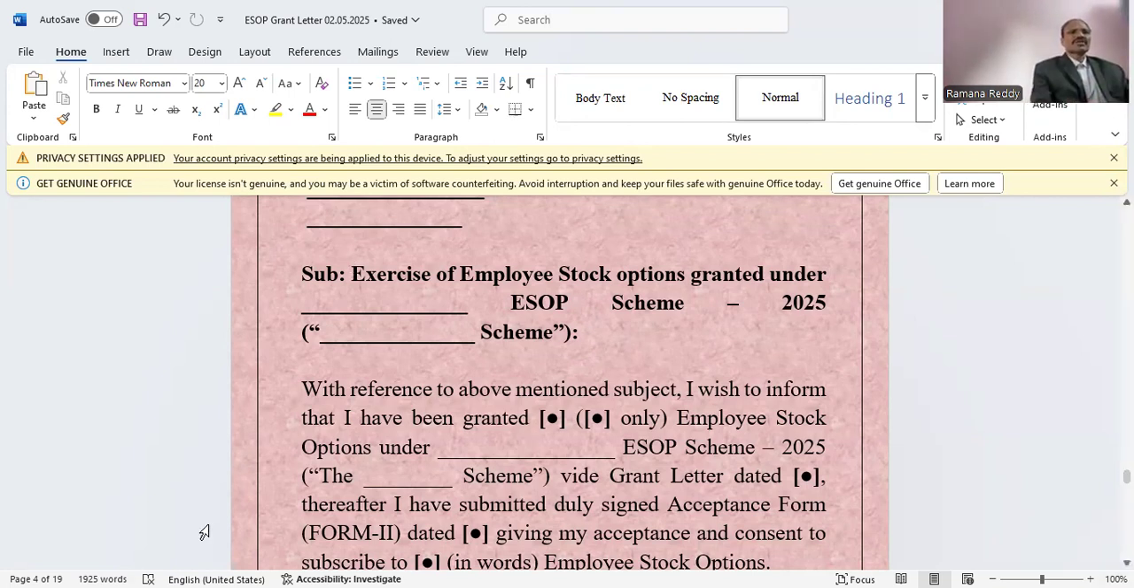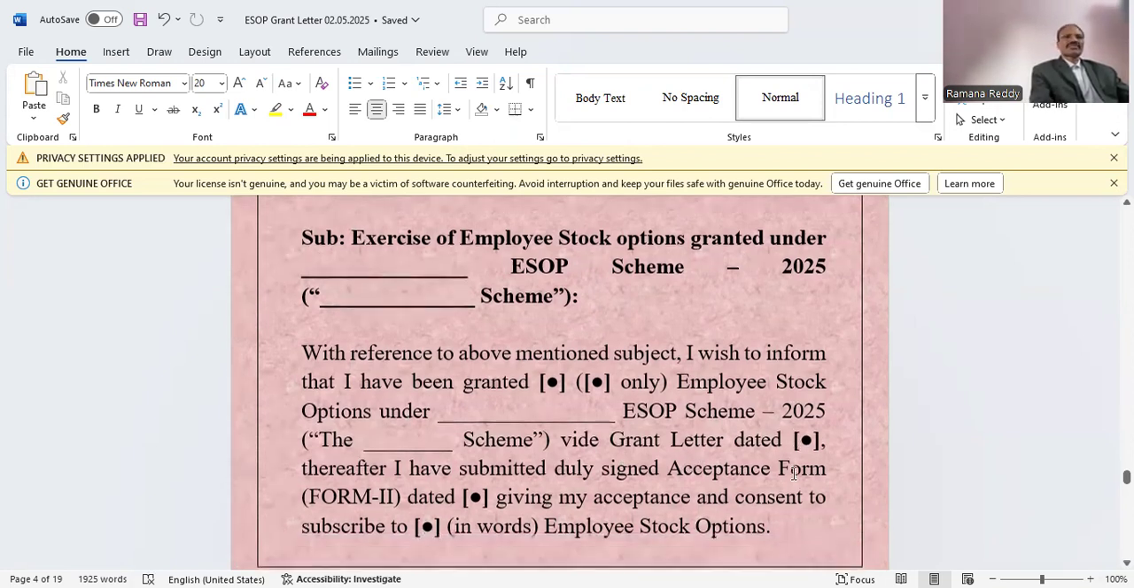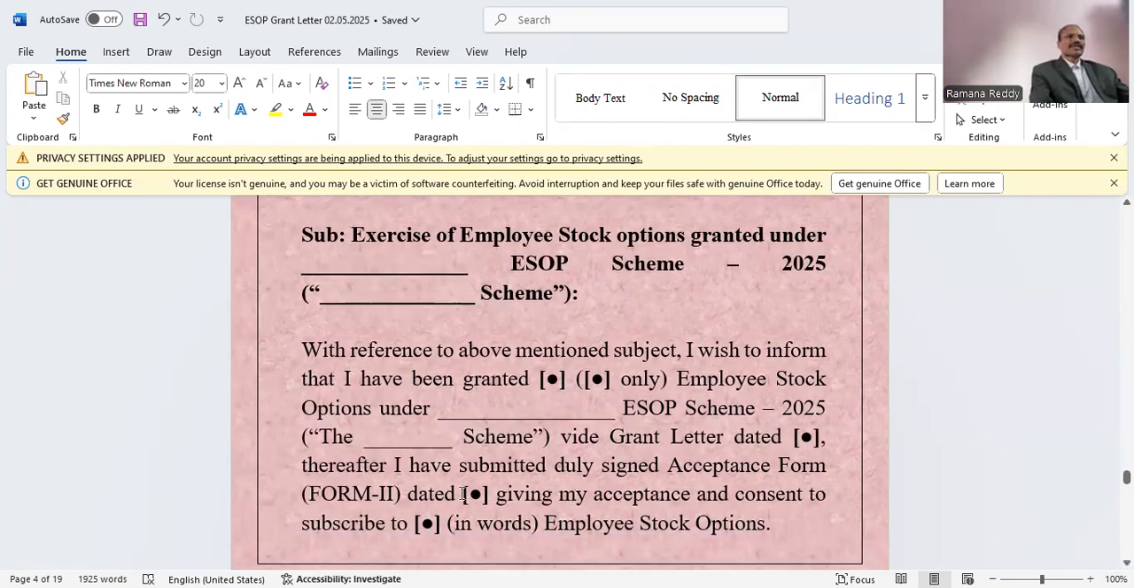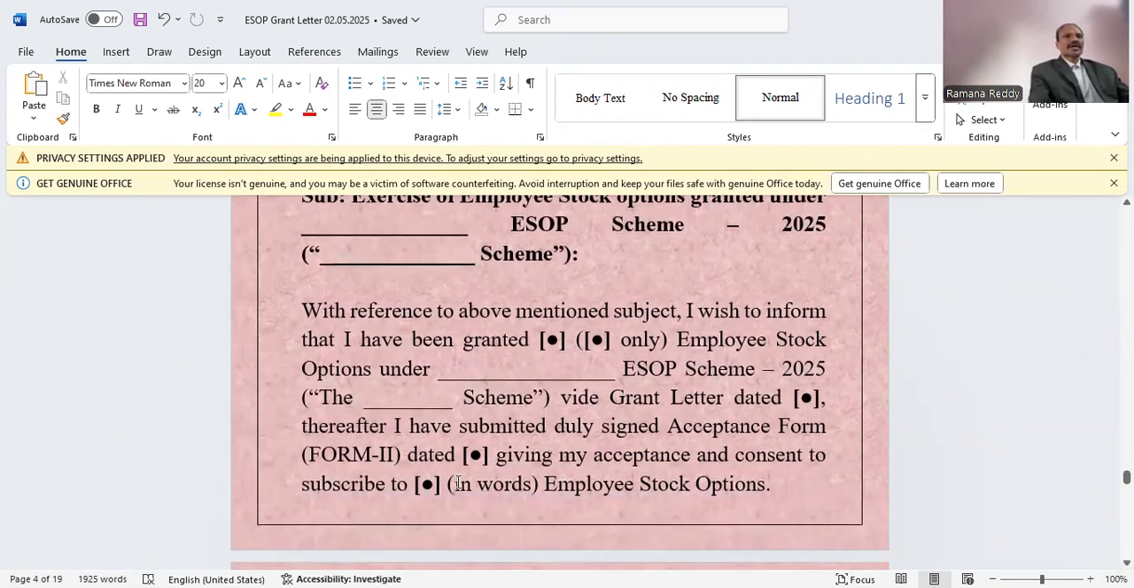Then, with reference to the above, I wish to inform you that I have been granted so many employee stock options under this scheme. So the scheme-wise grant letter dated. He is referring to the grant letter issued by the company, and its date. I have submitted a duly signed acceptance form. That is, after receiving the grant letter, he must have submitted the acceptance form. At the time of exercise also, again he is referring to the grant letter.